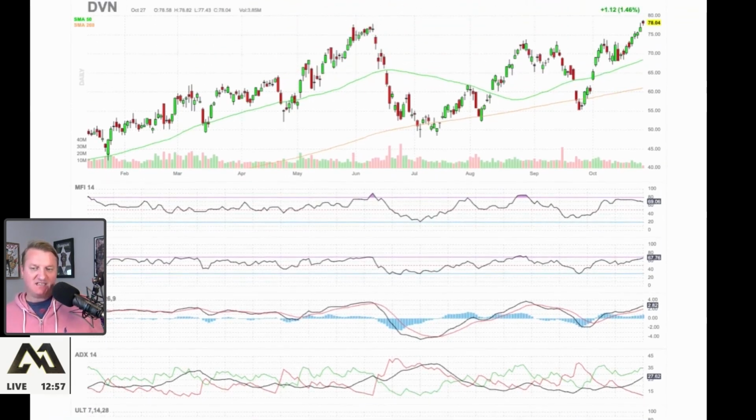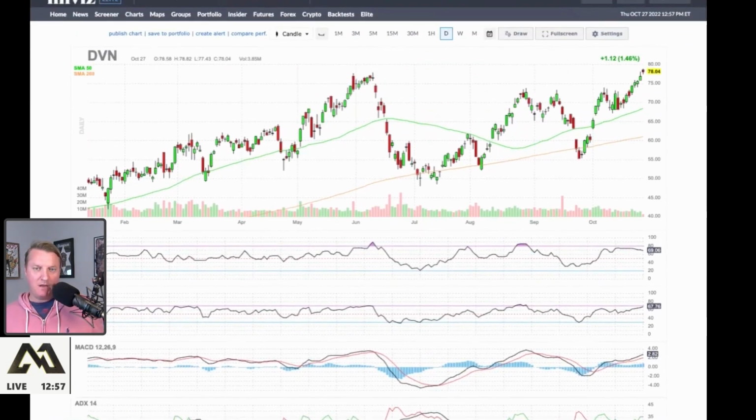Okay, so in the case of Devon Energy right here, back on October 27th, you see this huge sell-off down to 55. You see the MFI drop here, but you also see the RSI fall down to 30. It's at 28. That signals oversold for that stock.